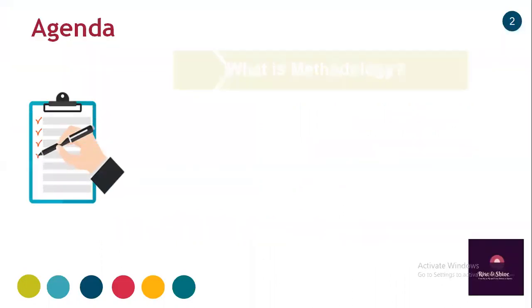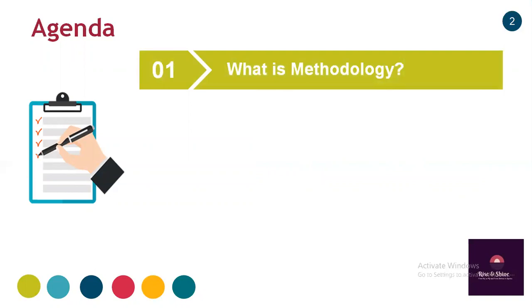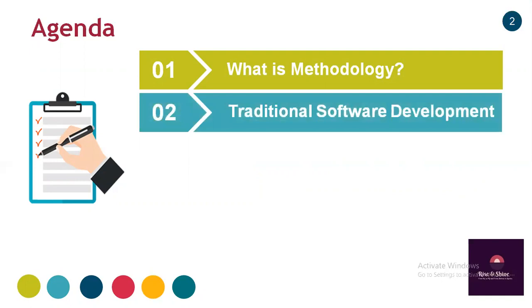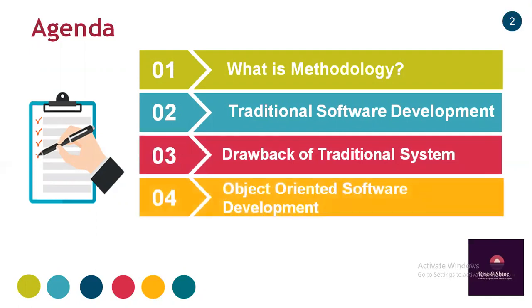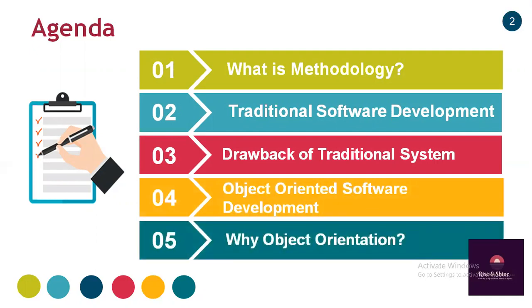In this session, we are going to discuss first, what do you mean by methodology? Then we are going to see the different methodologies to design software, such as the traditional software development methodology. What are the drawbacks of traditional software development? What do you mean by object-oriented software development? And why object-oriented? Why should we use this orientation to design, to analyze, to implement the software system? So we'll see all these concepts one by one.